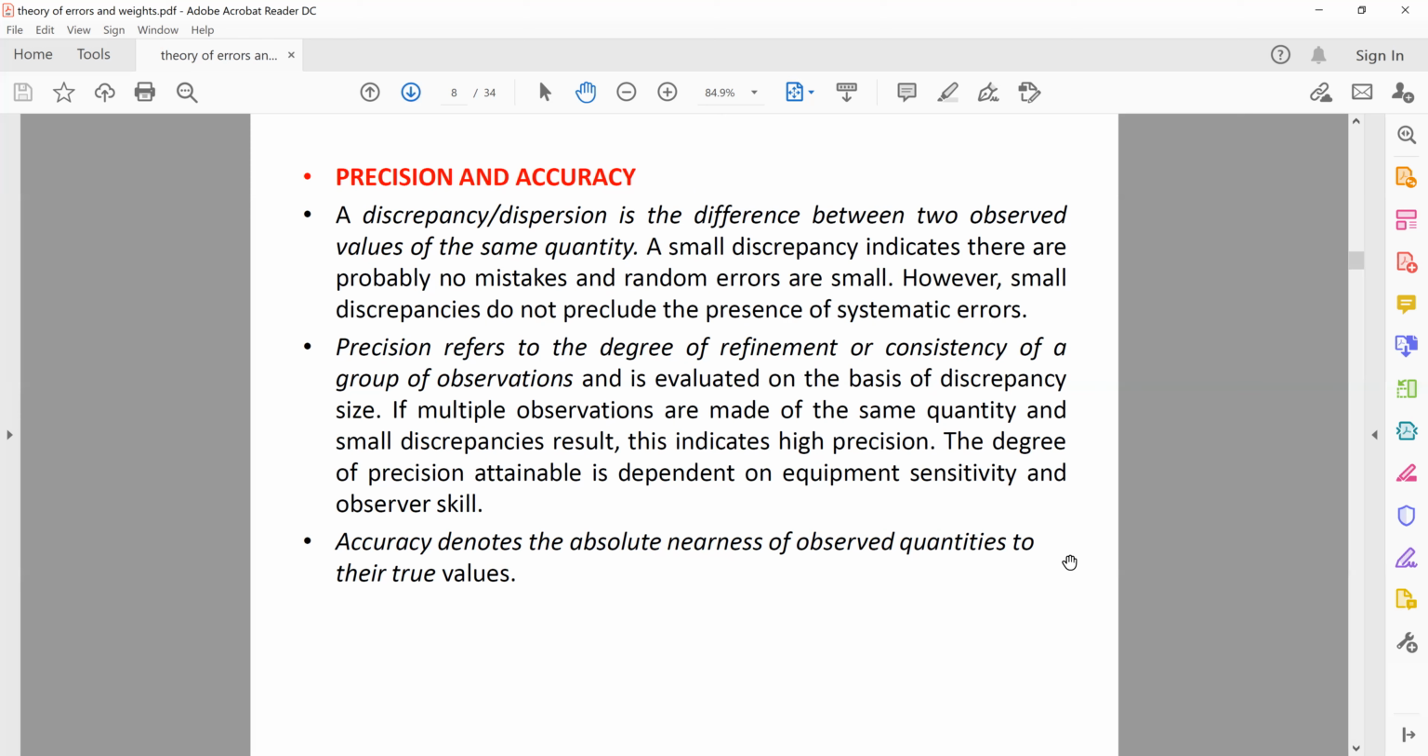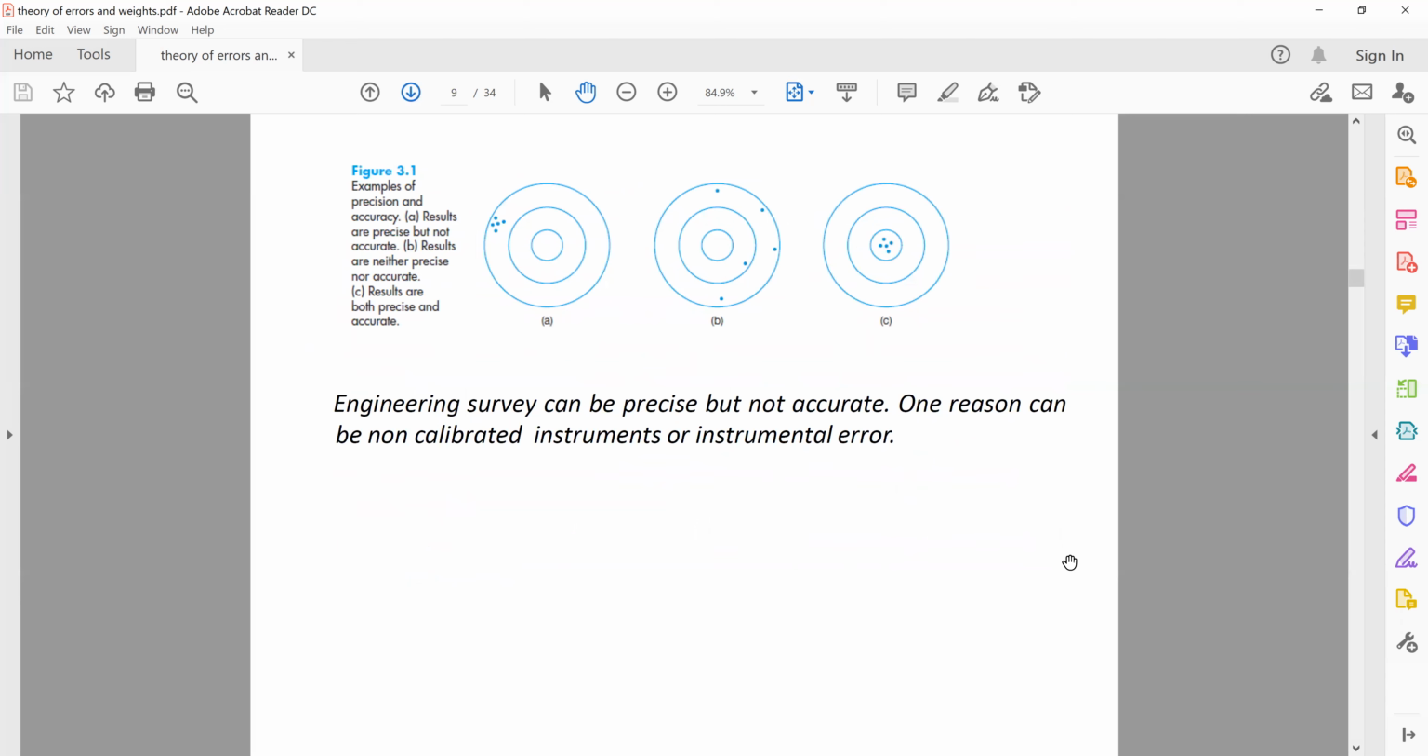But you cannot obviously rule it out completely. And precision refers to the degree of refinement or consistency of a group of observations and is evaluated on the basis of discrepancy size. So let's try to understand it from this figure over here. So let's see figure A. And over here you see targets and shots. If you see over here, the shots are all very close to each other. That means there is very little discrepancy, and these shots are very precise.